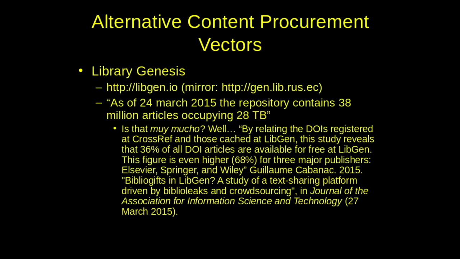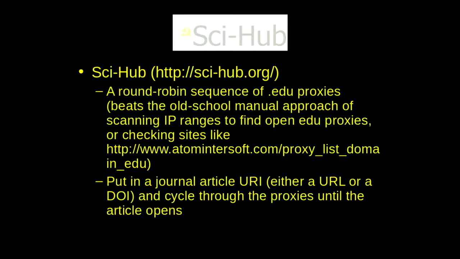Going further then into alternative digital vectors, there's of course Library Genesis. The current mirror is .io, though you may not know that the actual URL bounces around in a round robin sequence, so it may change to .biz, .org, and so on. So exactly how big is Library Genesis? Well, most recent studies show that it contains 38 million academic articles, totaling 28 terabytes, which constitutes 36% of all indexed academic articles that have a DOI, or document object identifier, which is kind of like an ISBN for journal articles. So that's one of our main resources.